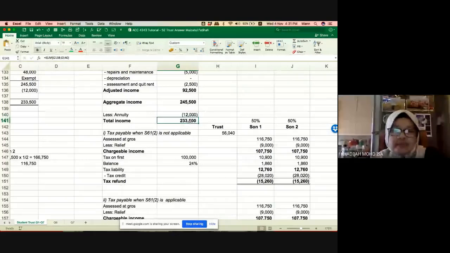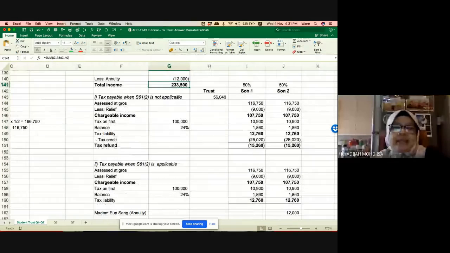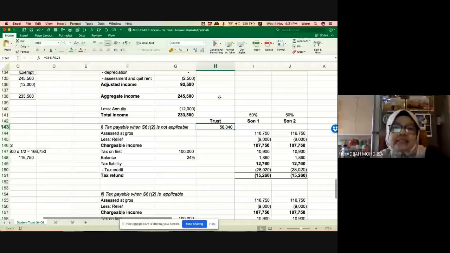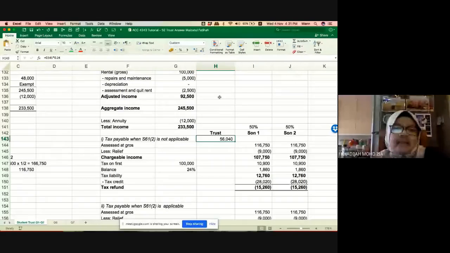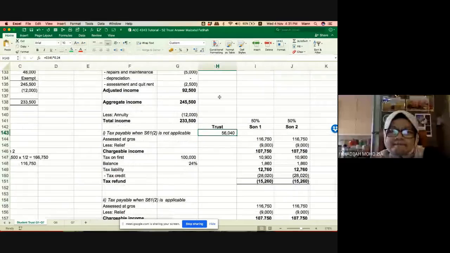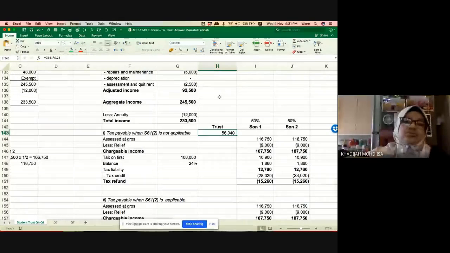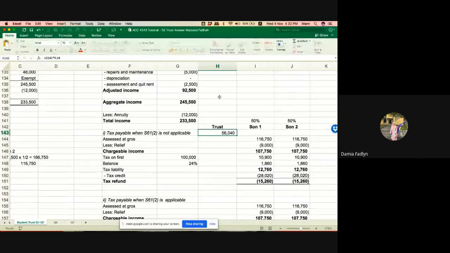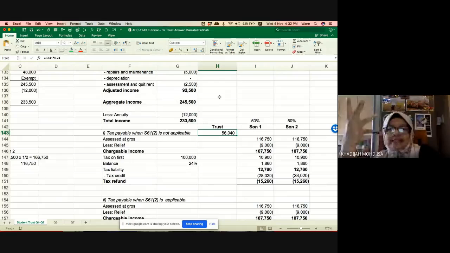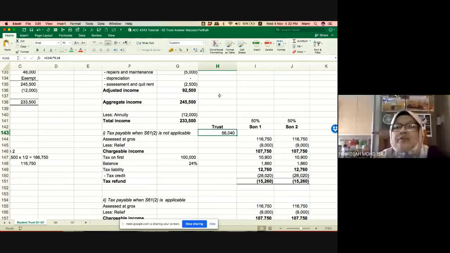Alright. Okay, let's see that if you apply not applicable, trust, mana dapat 56,040? G141, this tax liability. Kenapa ada benda ni ya? Oh, dia kata tax payable when 61.2 is not applicable. 0 lah. It's not, betul, salah. Not applicable maknanya you tax at the trust level lah, betul lah. Yeah, so how do you get this? This is actually your total income times by 24%. Betul dah jawapan I tu.